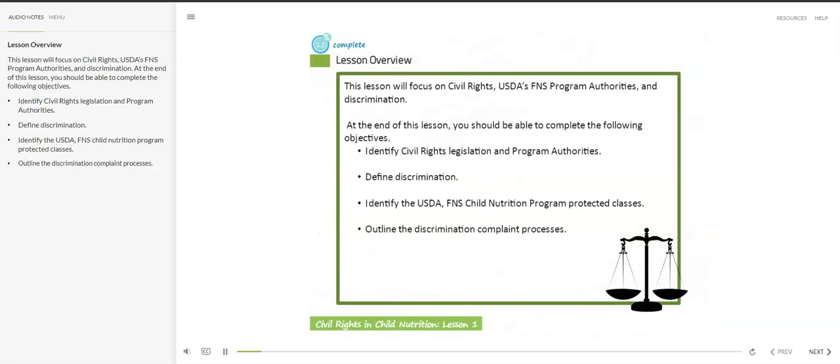Lesson Overview. This lesson will focus on civil rights, USDA's FNS program authorities, and discrimination. At the end of this lesson, you should be able to complete the following objectives. Identify civil rights legislation and program authorities. Define discrimination. Identify the USDA FNS Child Nutrition Program protected classes. Outline the discrimination complaint processes.